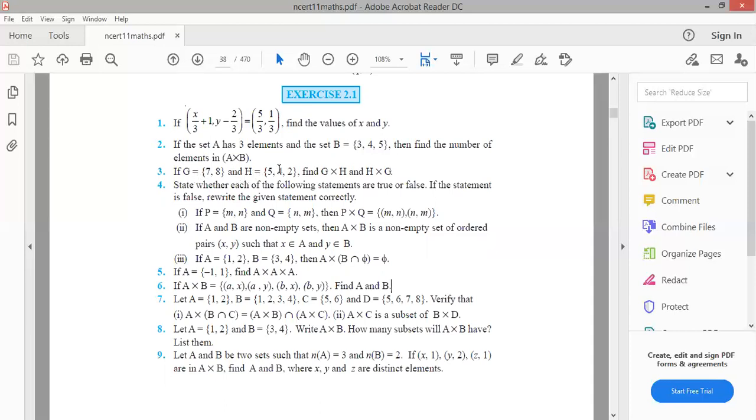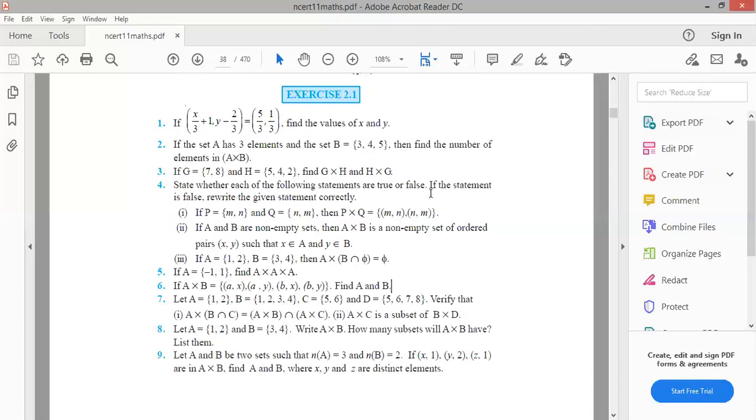If G is this, H is this, find G cross H. How can we find G cross H? You know, it's the ordered pairs of elements of G with the elements of H. So it is 7, 5, 7, 4, 7, 2, 8, 5, 8, 4, 8, 2. And H cross G is first write the elements of H, then elements of G in the ordered pair sense.